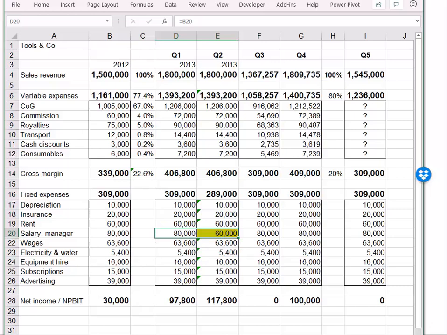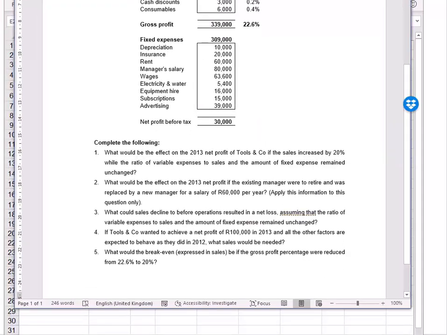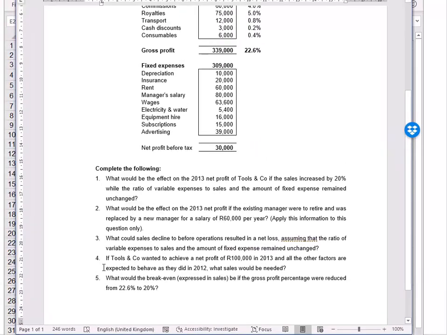So they did tell us that this information of 60 becoming 80 only applies to question 2. So in question 3, we're going to go back to the original data, and the question they're asking us is a little bit of a trick question. Let's see what they're saying here.